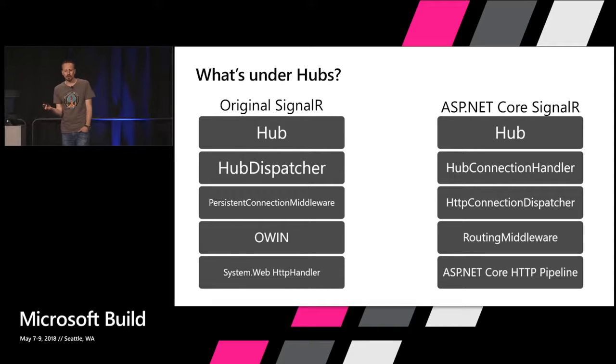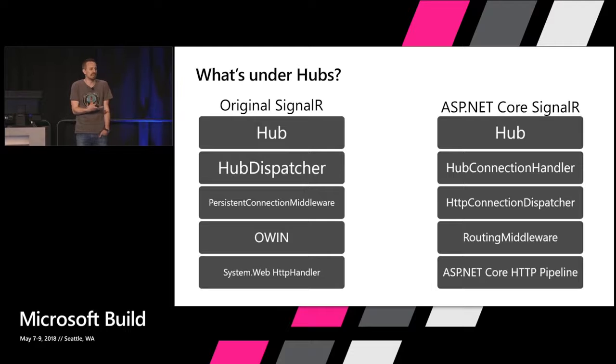With ASP.NET Core, the layering is a little different. You have your hub, and then underneath that thing, we have a hub connection handler. This is the thing that knows how to handle connections coming in on one side and then dispatch that off by parsing the hub protocol and then dispatching, finding the hub, creating the hub instance, finding the hub method to call, passing all those parameters in. That's all covered by hub connection handler.